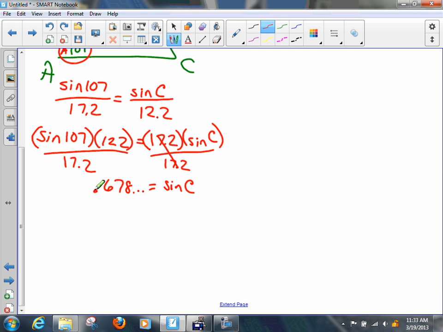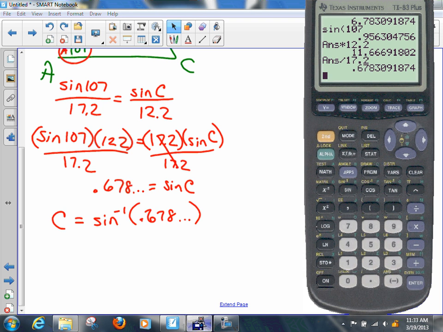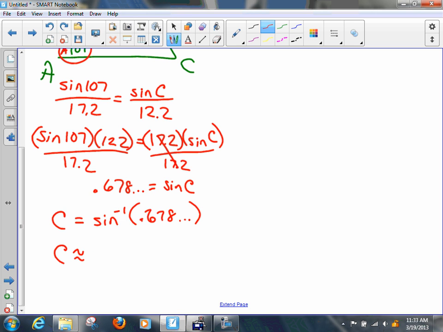Is my value okay? Yeah. Now I've got to do what to find angle C? Inverse sine, all right? So 0.678. Remember, find the inverse sine of your answer. And we get that angle C is approximately 42.7. Everybody cool with that?